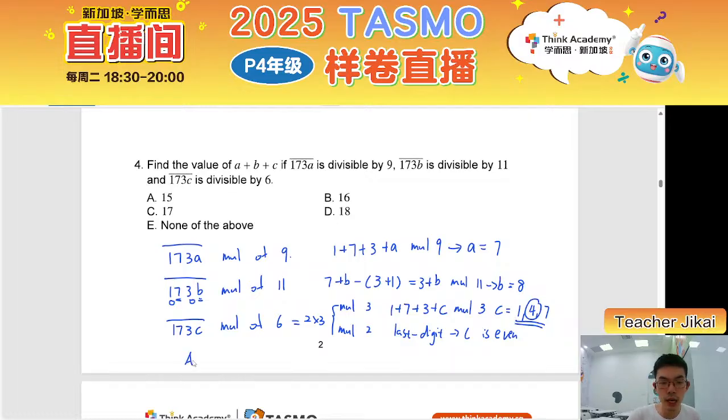So we know the answer. If we add them up, A plus B plus C, it is what? 7 plus 8 plus 4. So the answer here is 19, right? So A, B, C, D, oh, none of the above is correct. So we choose E here. Alright, we choose E here.